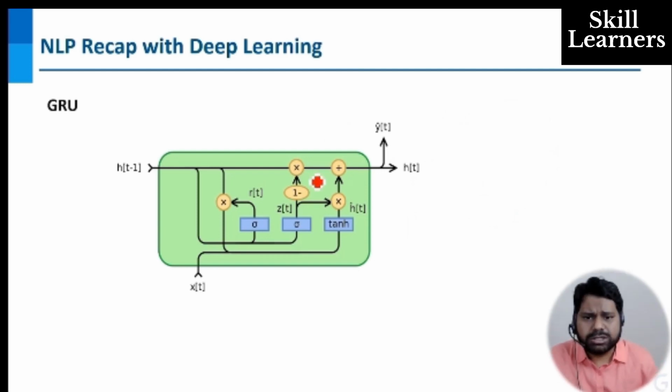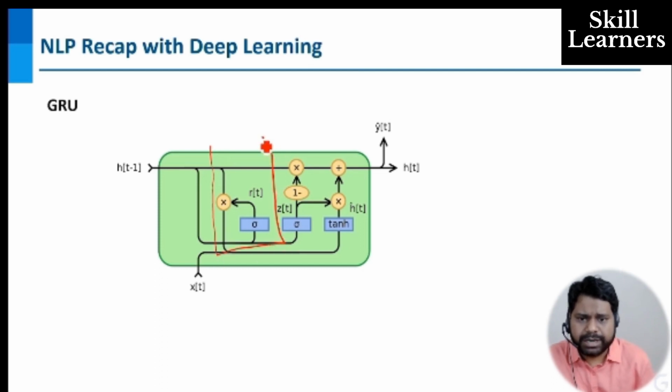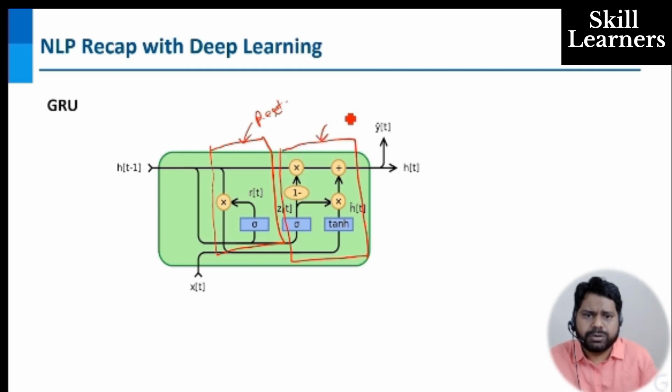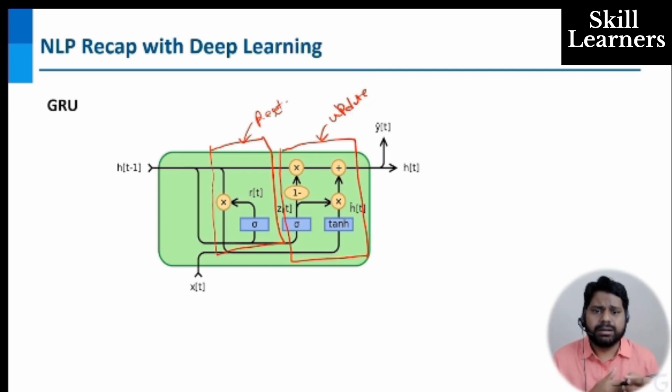So GRU is also a similar kind of model, but it has only two gates. One is reset, and another one is update, which updates your values. It is not similar to LSTM in this respect. Reset is doing the same thing, deciding what to keep and what not to keep. Then it gives you y hat, the output, and the next state.